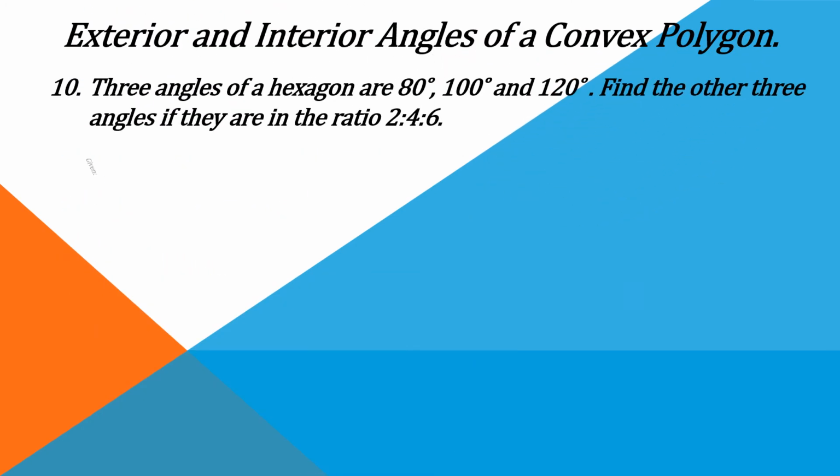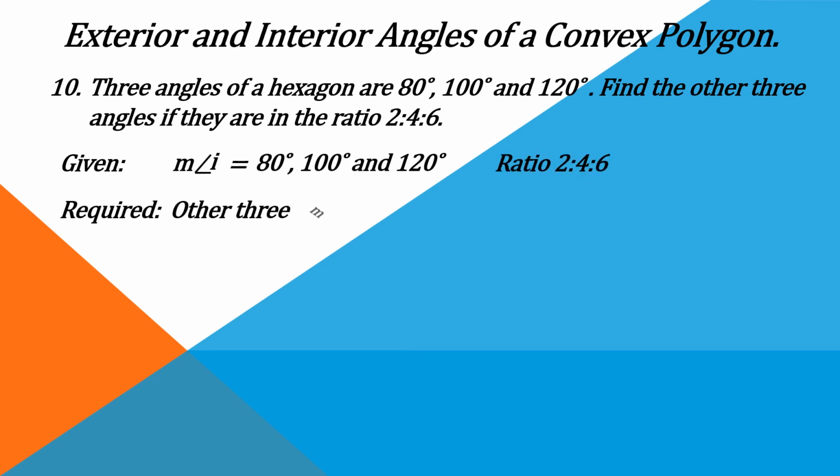Now let us go to problem number 10. Three angles of a hexagon are 80 degrees, 180 degrees, and 120 degrees. Find the other three angles if they are in the ratio 2:4:6. So in this problem, it is a hexagon, but it is not a regular hexagon because all sides are not equal. Three angles are given as 80 degrees, 180 degrees, and 120 degrees, and the other three have a ratio of 2:4:6, and we are required to find the three interior angles.